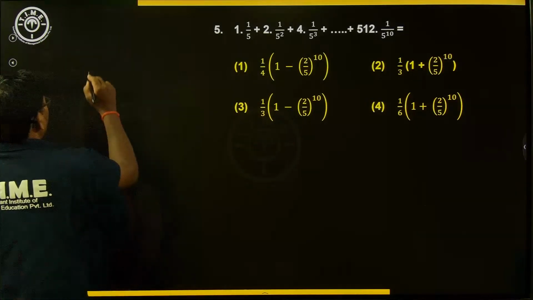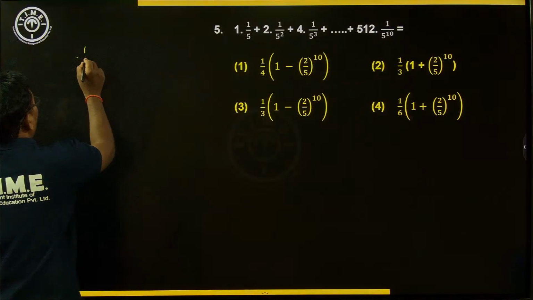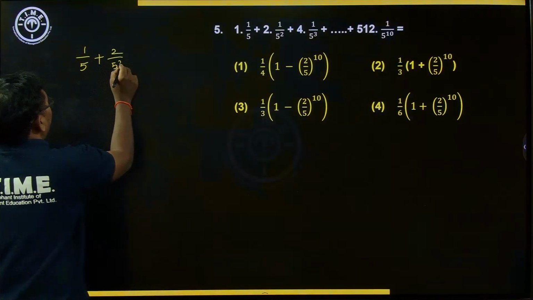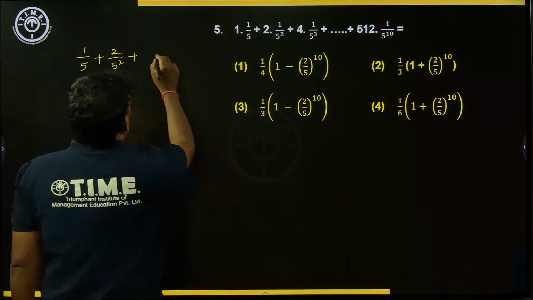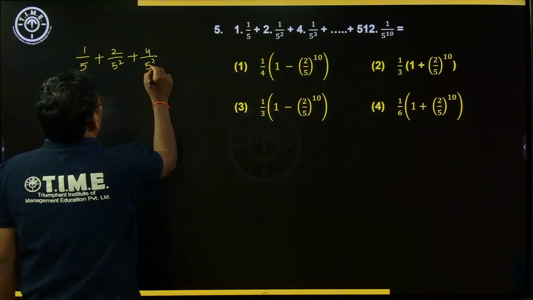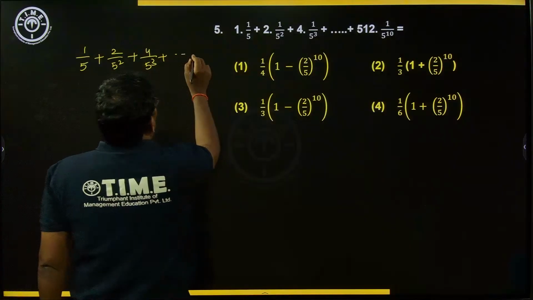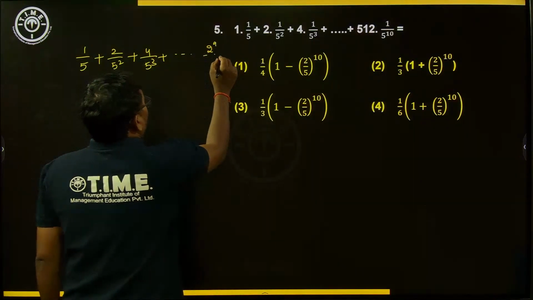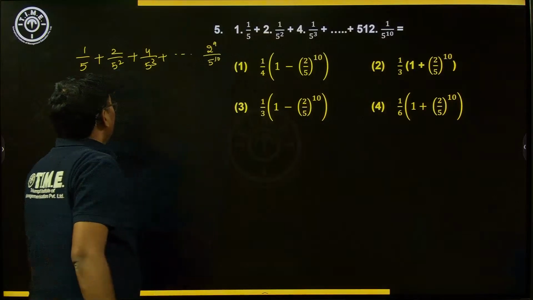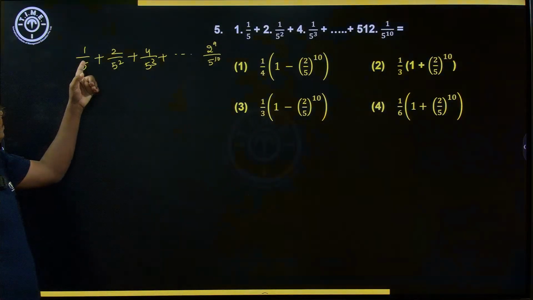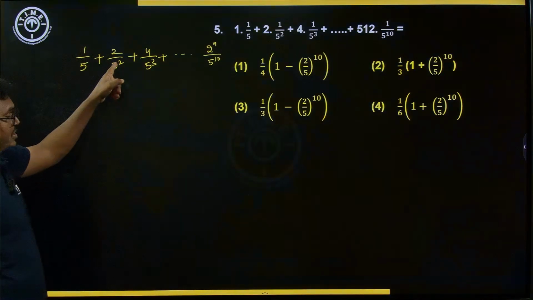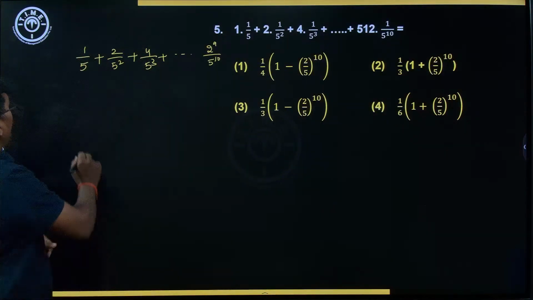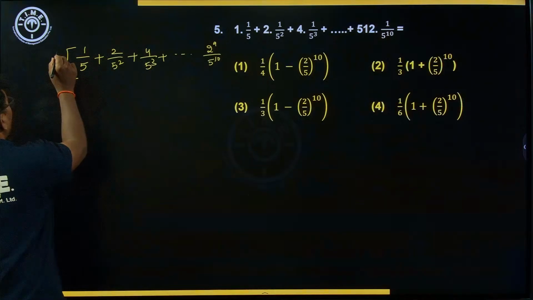So this can be written as 1 by 5 plus 2 by 5 square and 4 by 5 cube and so on. 5 power 12 is 2 power 9 by 5 power 10. Here we have 5 power 1 with 1, 5 square with 2. So 4 is 2 square.